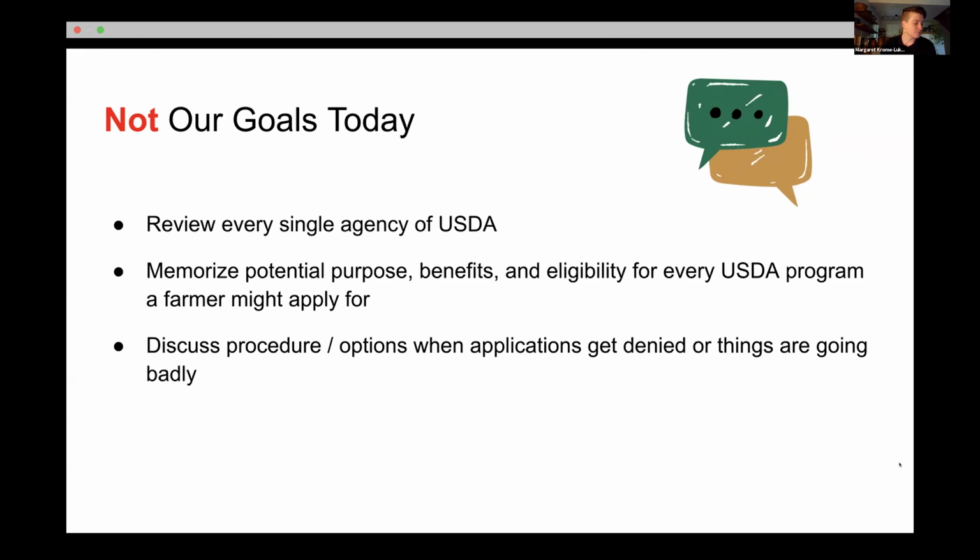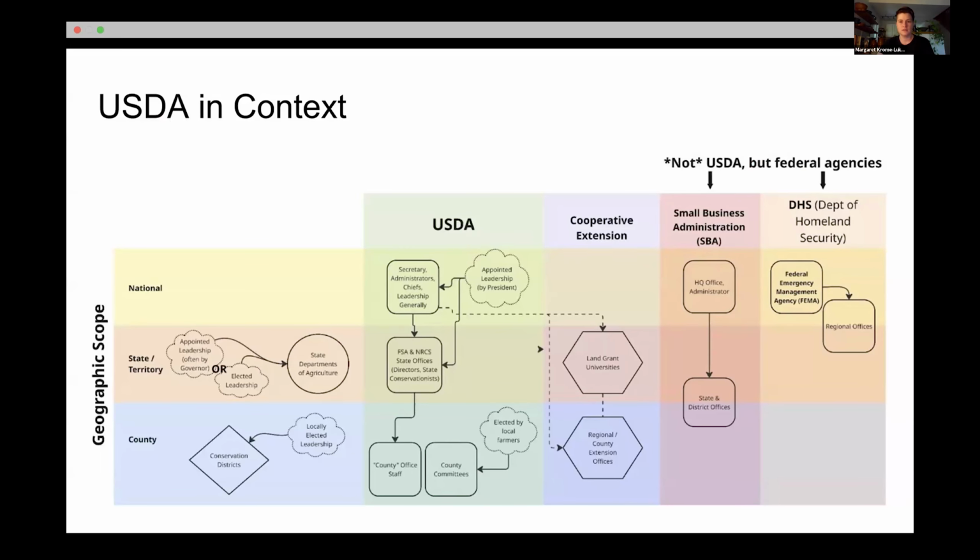So, with that said, I think we can switch to my screen share. One moment. Okay, here we go.